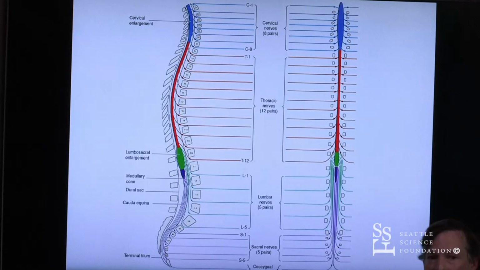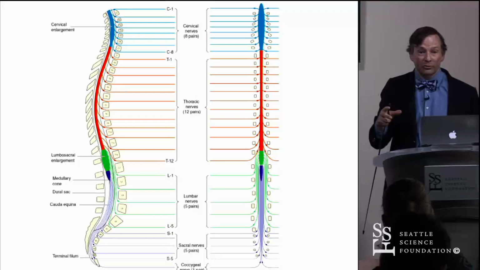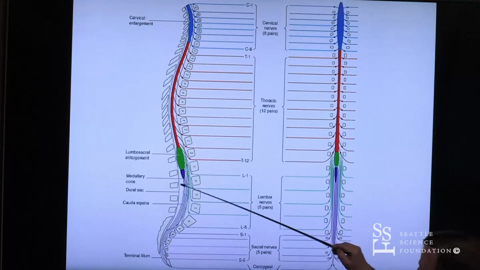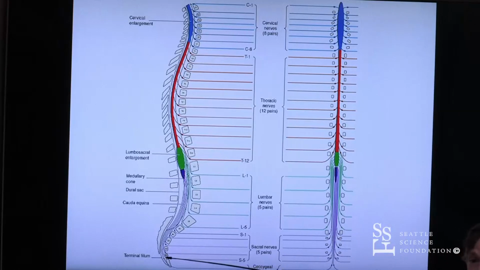I also told you early on that the vertebral column grows faster than the spinal cord, so that originally the tip of your spinal cord, which is called the conus medullaris, is down here in the sacrum, right?